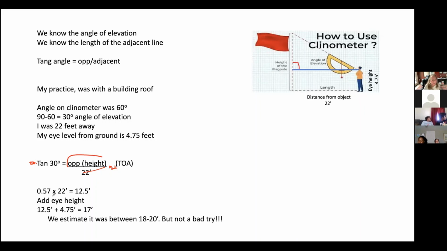Now I have to add in my eye height, which was 4.7. 12.5 plus 4.7 is approximately 17 feet. We estimated the height of that roof was 18 to 20 feet. We're using a very primitive instrument. I didn't do good measurements, but not a bad try.